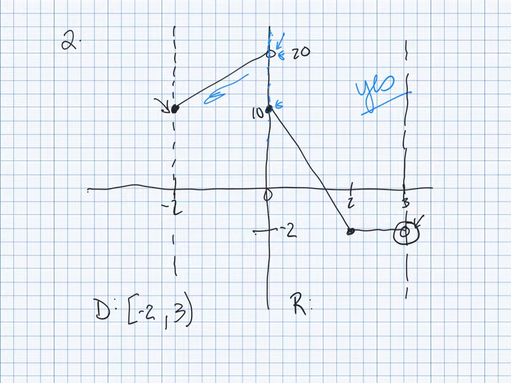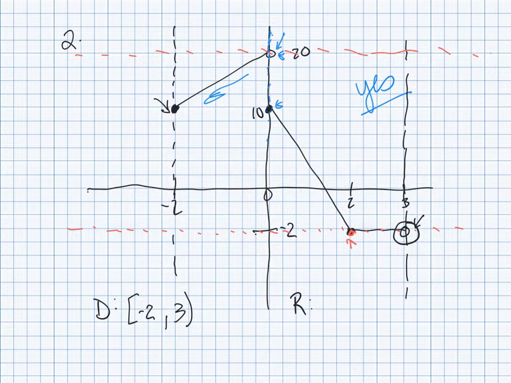So this graph, if you were to look at the y's, that is a -2. And again, I apologize for not drawing it to scale. And it goes all the way to 20, right? But it includes the -2 because of this point right here.